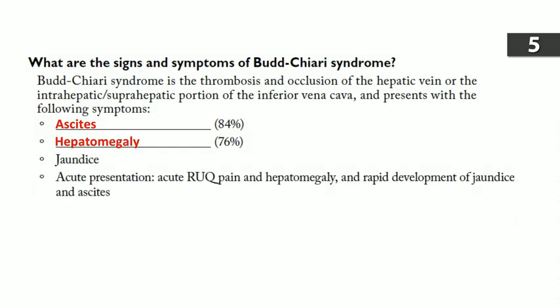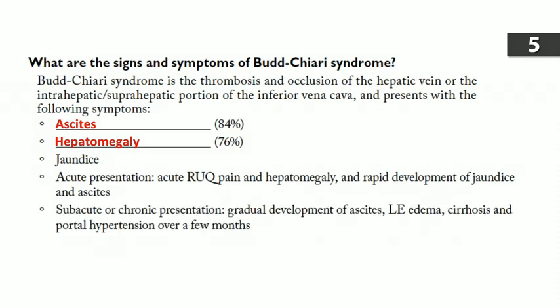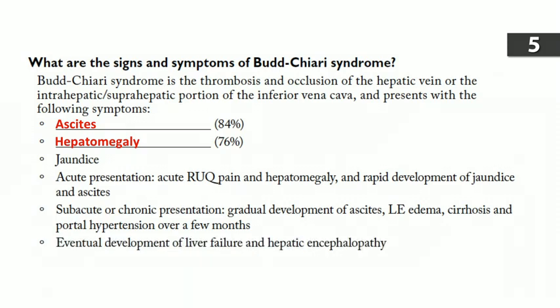The acute presentation is going to be acute right upper quadrant pain and hepatomegaly and the rapid development of jaundice and ascites. I want you to circle ascites. That's a big clue. Lots of things can cause ascites, but with Budd-Chiari, you almost always have ascites. Or the patient may have more of a subacute or chronic presentation with a gradual development of ascites and some lower extremity edema and cirrhosis and portal hypertension that all develop over a few months. And eventually these patients will develop liver failure and hepatic encephalopathy.